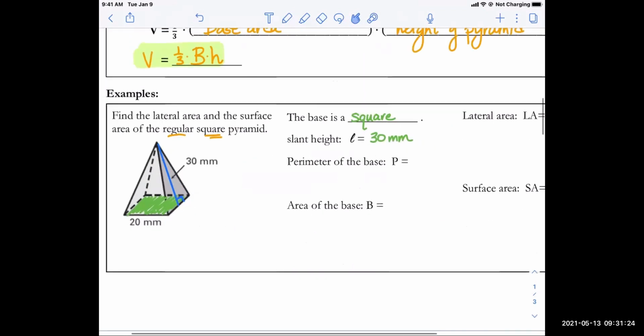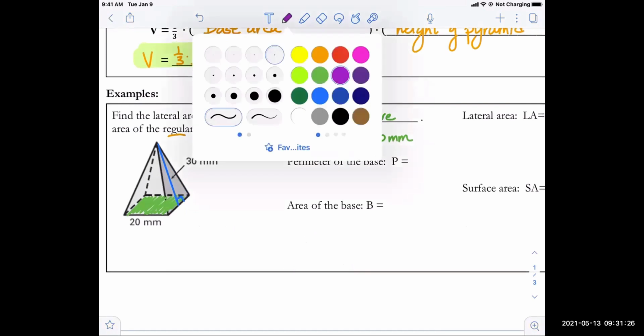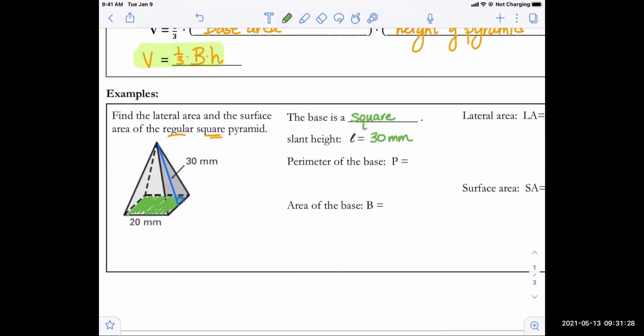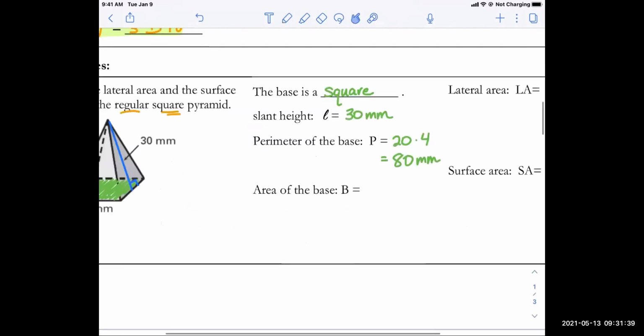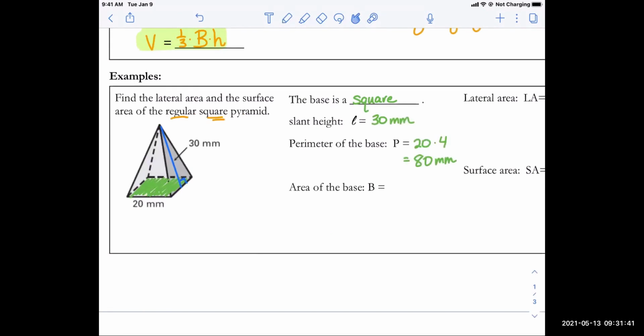Okay, Peter, perimeter of the base. What is it? Okay, 20 on a side, 4 sides, 80 millimeters. This is a pretty tiny little thing. Okay, area of the base.